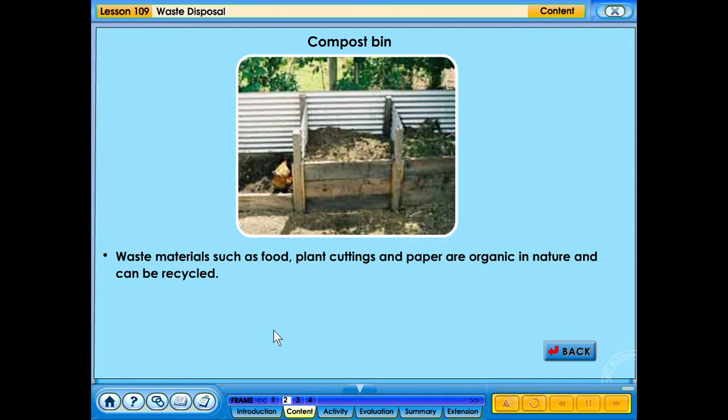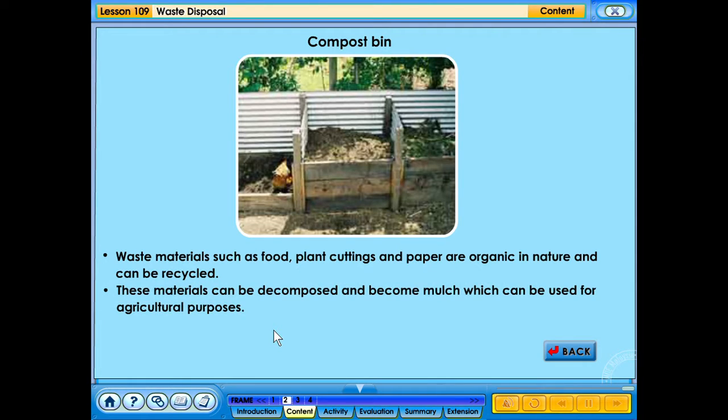Waste materials such as food, plant cuttings, and paper are organic in nature and can be recycled. These materials can be decomposed and become mulch, which can be used for agricultural purposes.